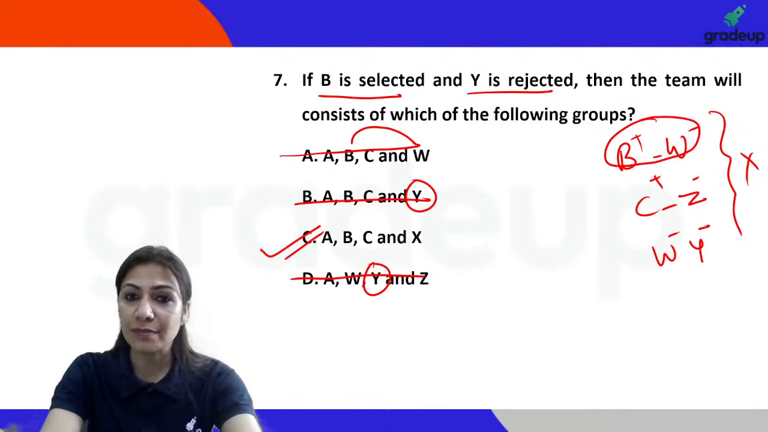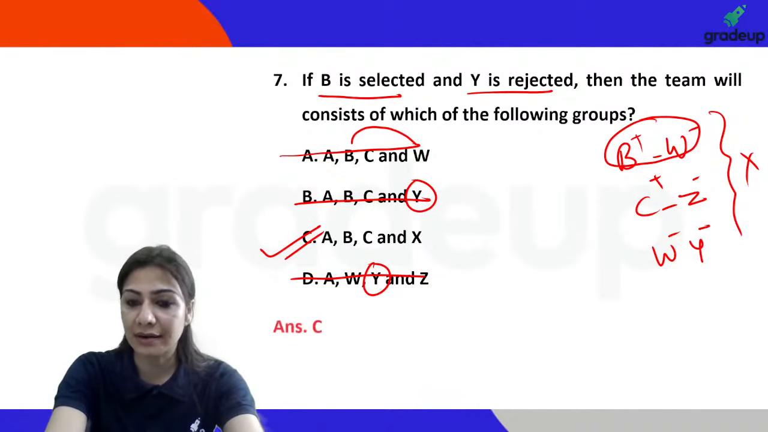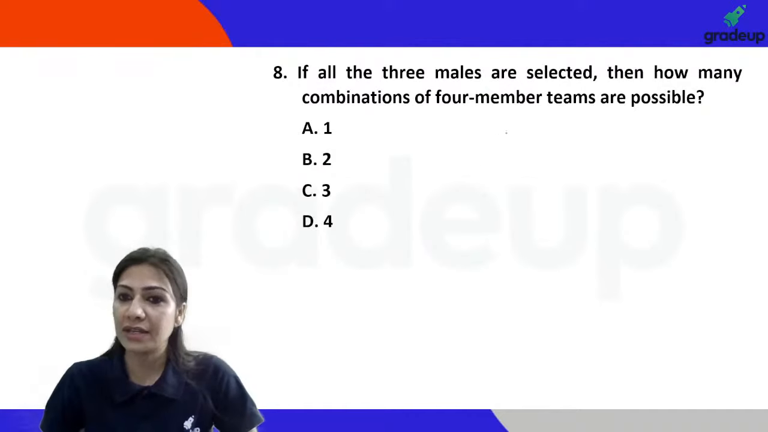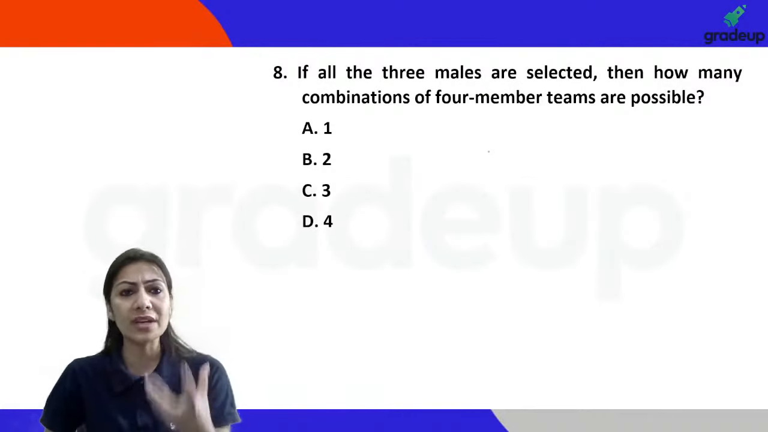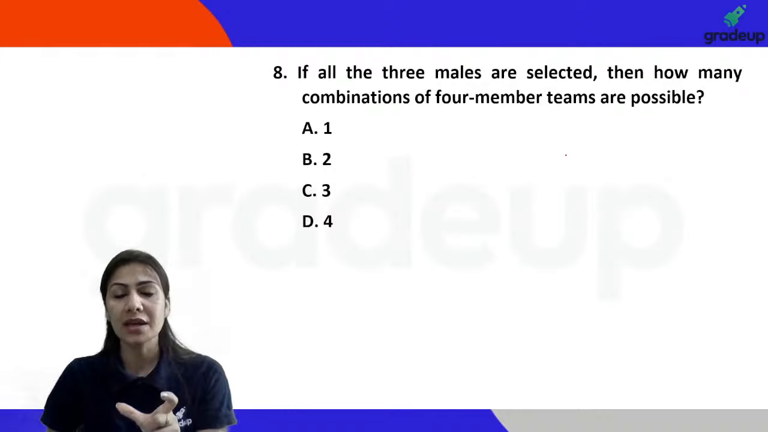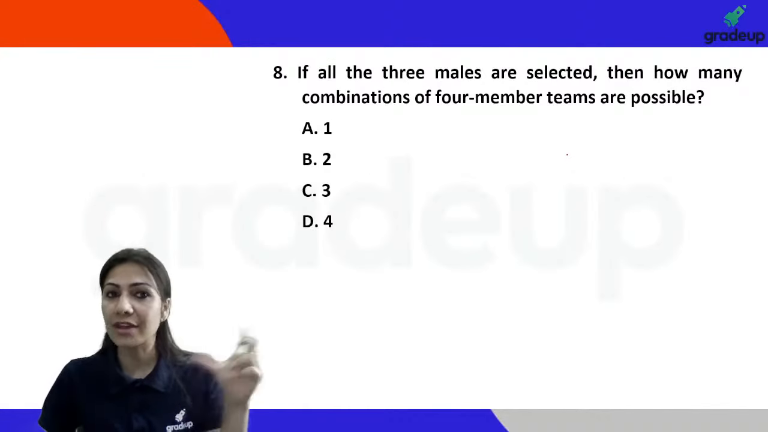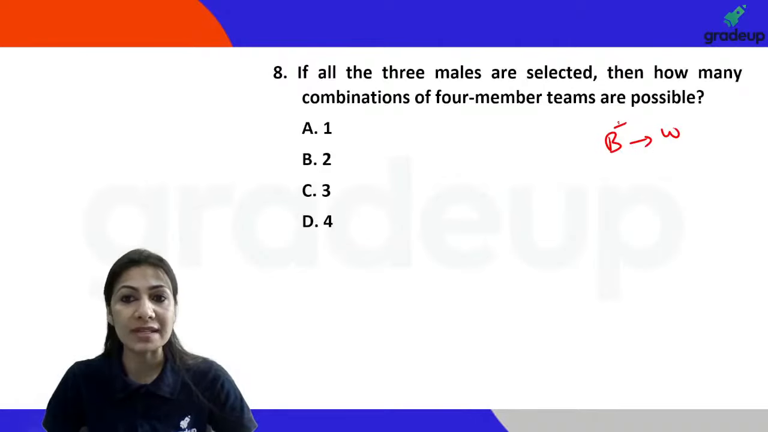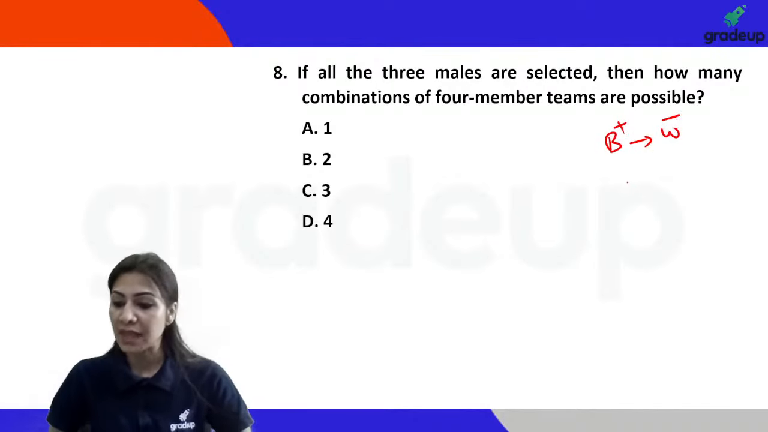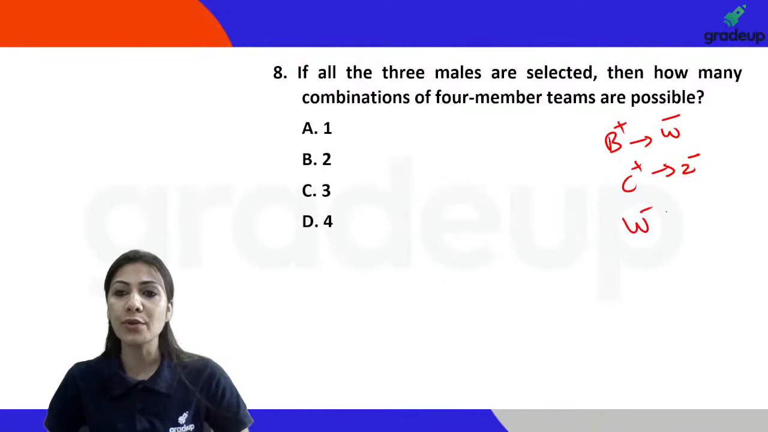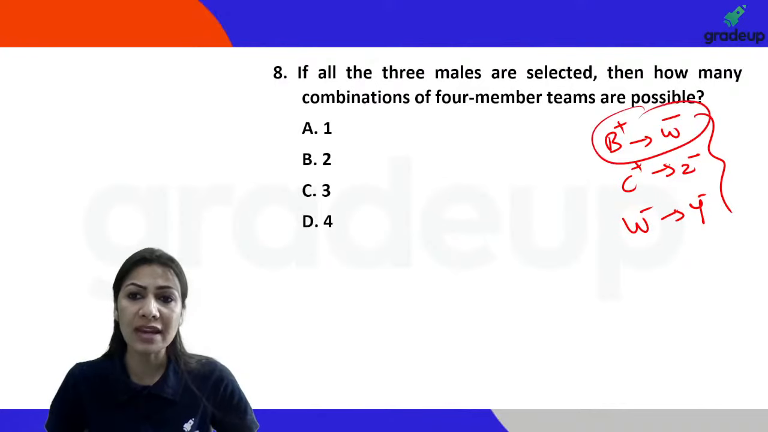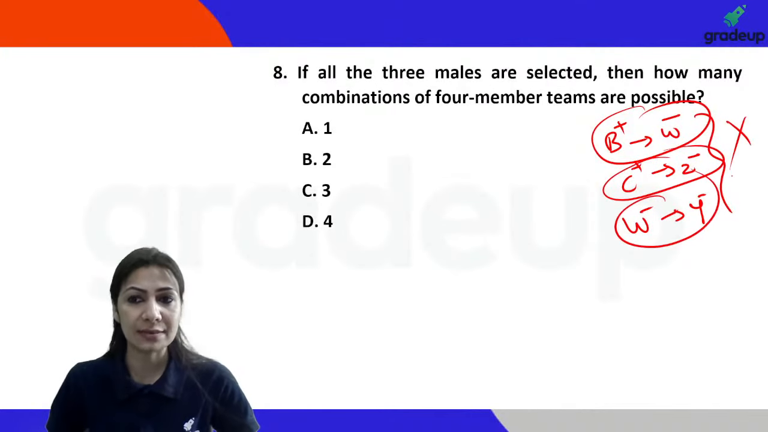So now let's check out the very next question based on the same paragraph, student. Okay, here we have question number 8 based on the same paragraph. So before you read the question, I'm just writing those three conditions which we have given in our paragraph: that you cannot fix B and W at the same moment. B is a male and W is a female person, right? We cannot fix C and Z at the same moment, and yes, W and Y at the same moment. This is what we have already given, that this combination is not possible, correct?